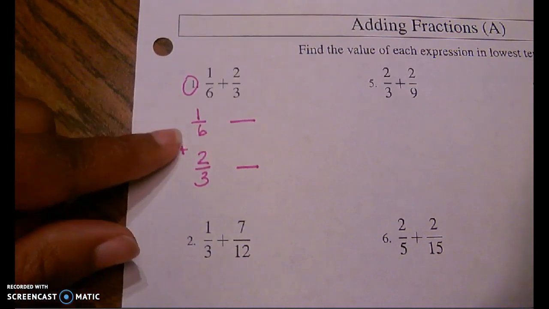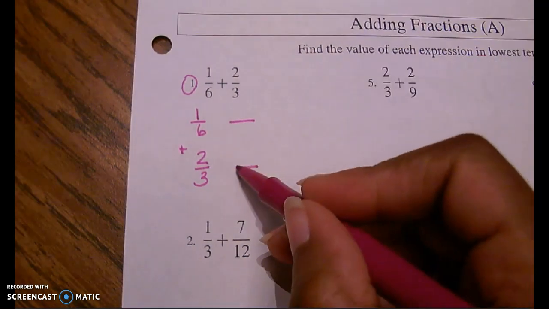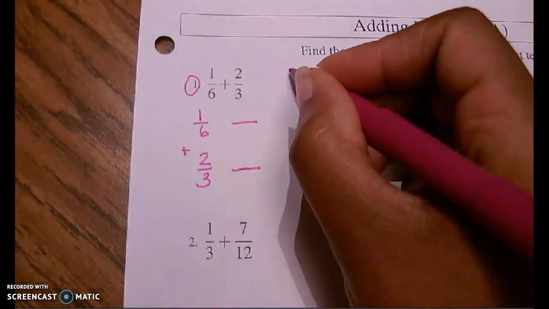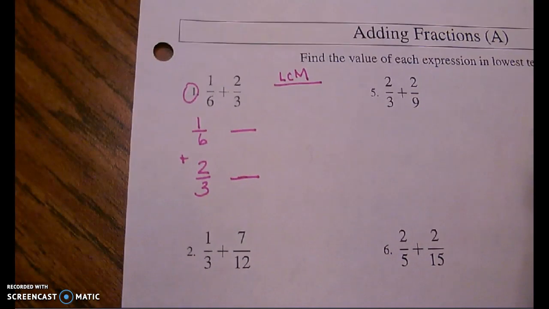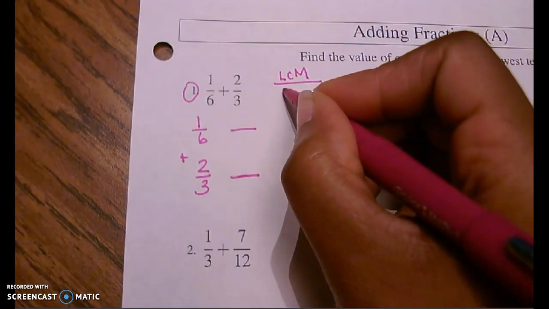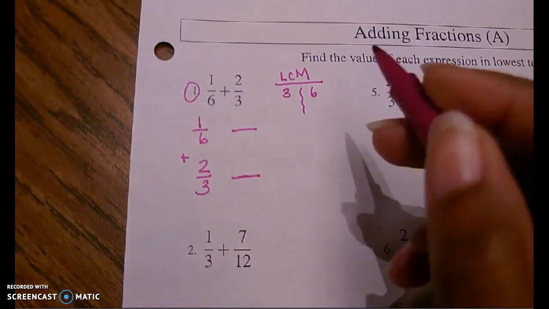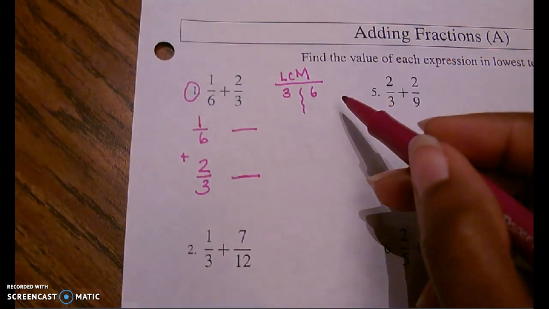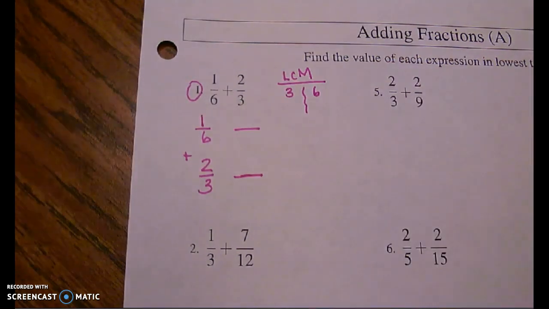So right now I have 1/6 plus 2/3. Okay, I've already drawn the bars for my new fractions, but before that I'm going to come up here and I'm going to write LCM. Now, the least common multiple, essentially we have to find the least common multiple of 3 and 6. That means we're going to write our 3 times tables and our 6 times tables until we get a multiple that is the least and the same. So, here's how that would look.